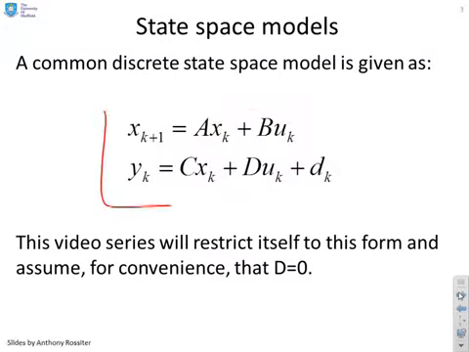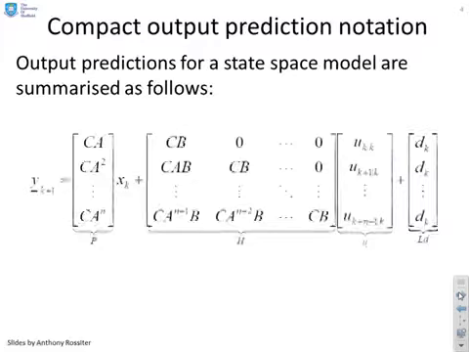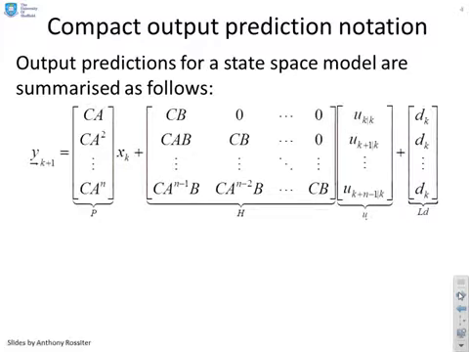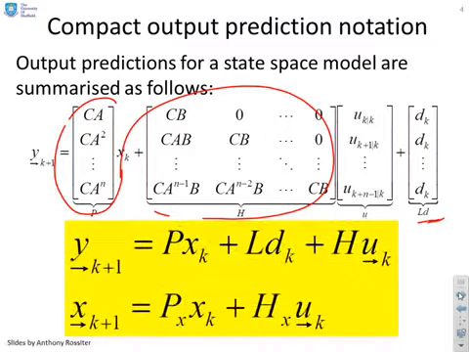So here's the common discrete state space model that we've been using with model parameters A, B, C and D, and you'll notice down here we're going to assume that D equals 0. The output predictions given in an earlier video look like this. You'll see we had a matrix P, a matrix H, and implicitly there was a matrix L multiplying the disturbance estimate. So what we're interested in is how do we find this matrix P, this matrix L, and this matrix H.